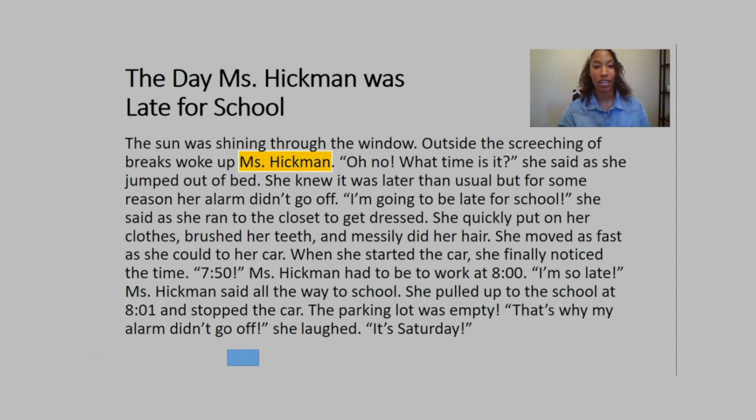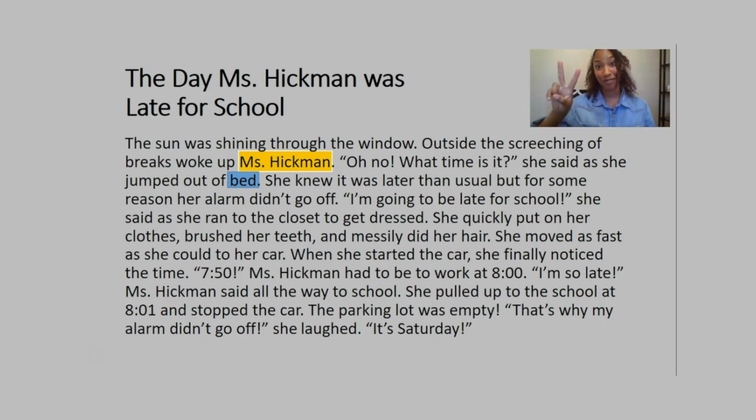All right, well, at the beginning of the story, it says that she jumped out of bed. Now, specific. So where is there usually a bed? In a bedroom. Okay, so we know Miss Hickman is in her bedroom. And where is there usually a bedroom? In a house, in an apartment. So Miss Hickman is in her bed, in her bedroom, in her house.